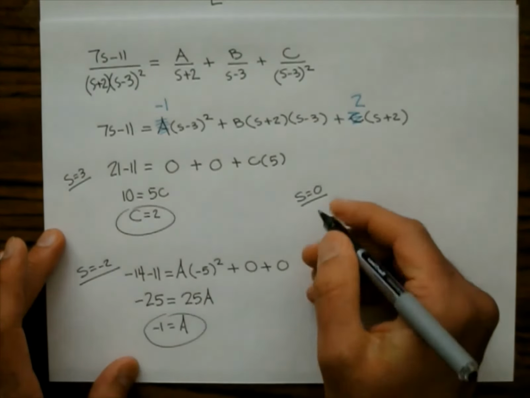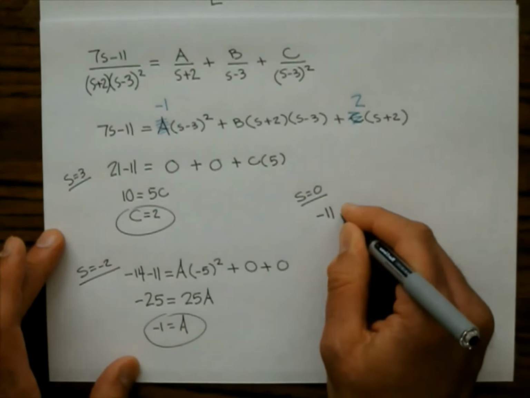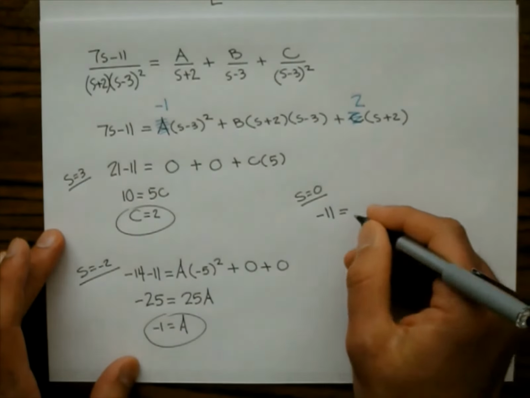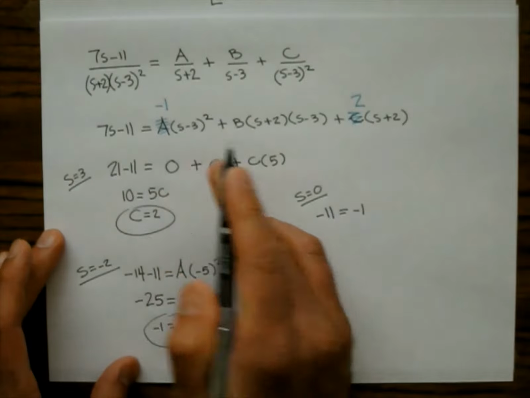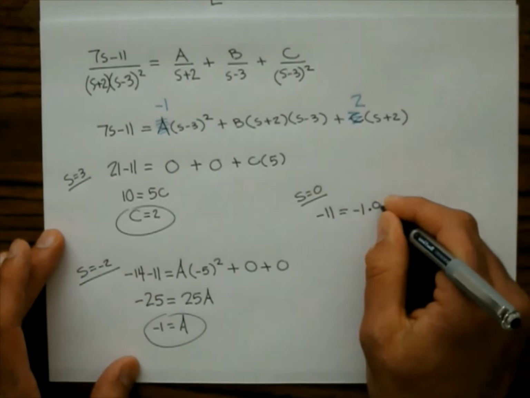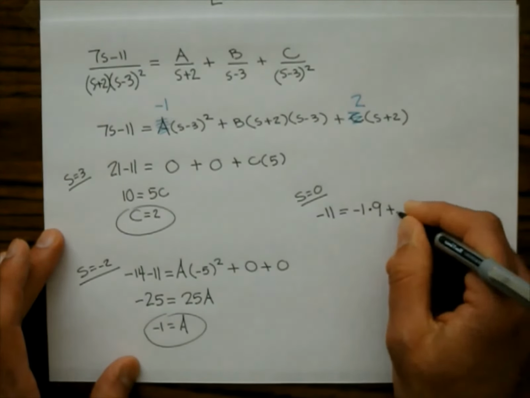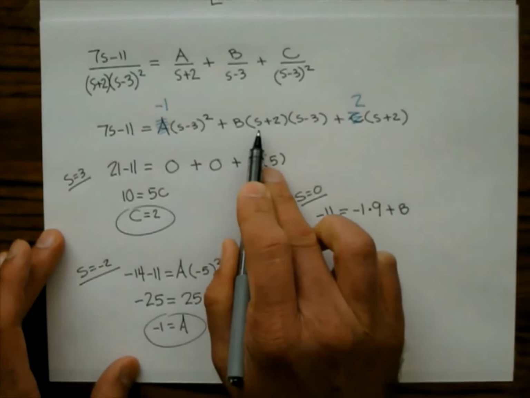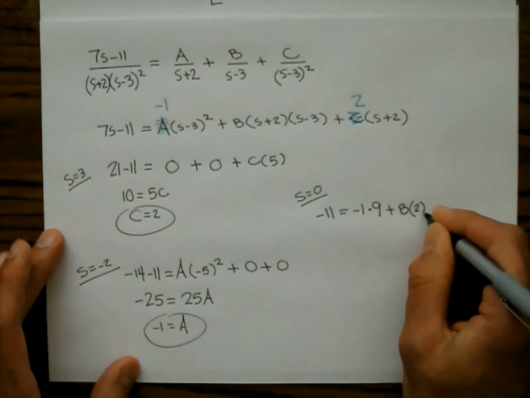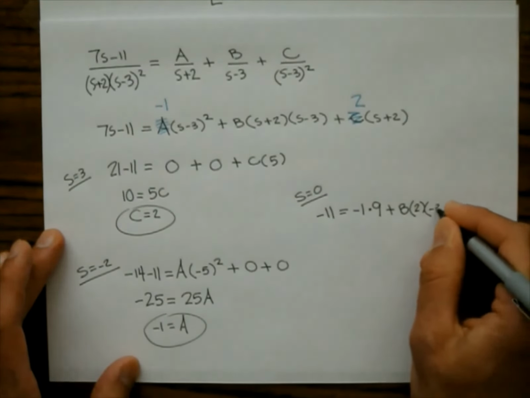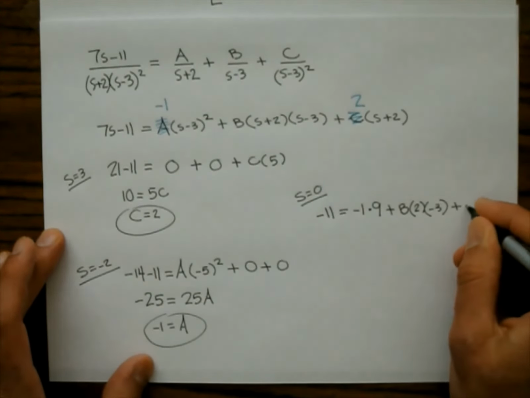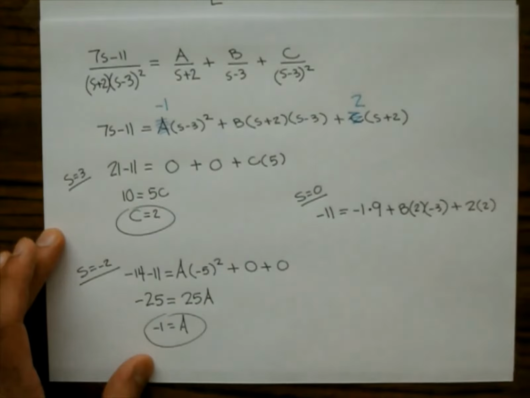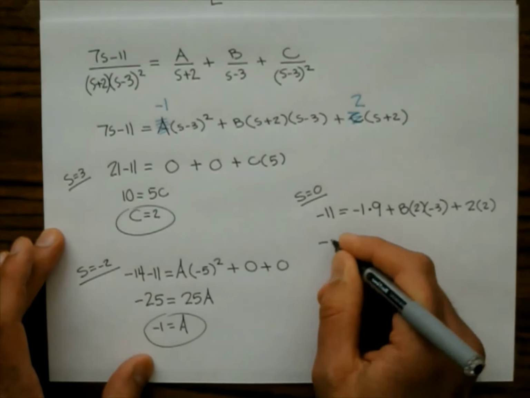But if s is 0, I have negative 11 on the left-hand side. And then over here I have negative 1, that's the green negative 1, and then 0 is in there. That's going to be 9. Negative 3 squared is 9. Plus b. S is 0, so this is 2, this is negative 3, and then we have plus 2 times 2. So let's clean up the right-hand side.